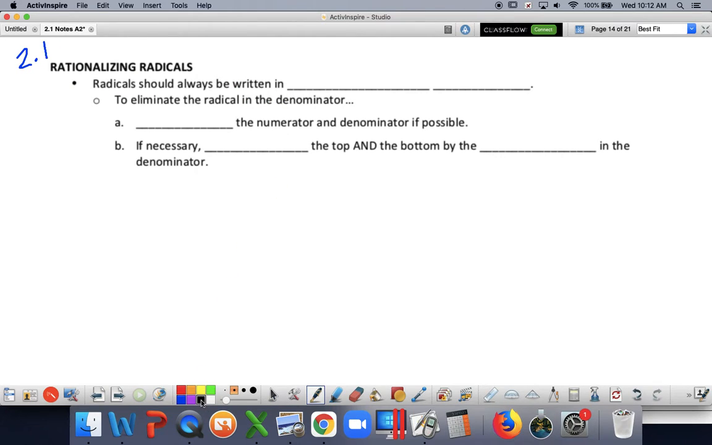So let's make sure we understand what rationalizing radicals is, and we'll do some examples. Whenever you have a radical, you should always write it in its simplest form, just like we do with fractions, right? If we had 2/8, we always want to simplify that down to 1/4. We want to do the same thing with radicals as well. And one of the biggest rules is, for some reason, we are not allowed a radical, any kind of square root, in the denominator.